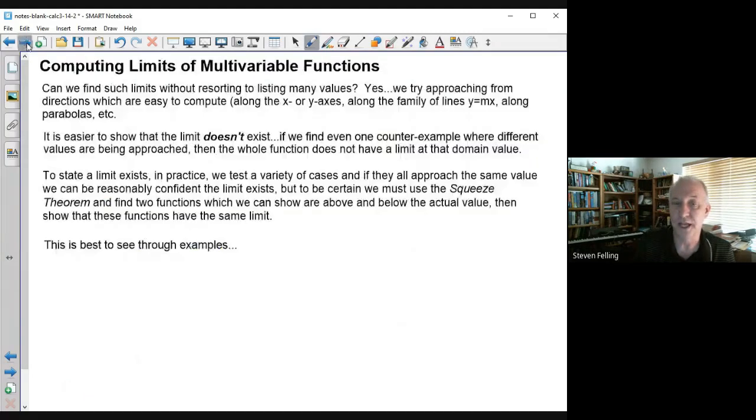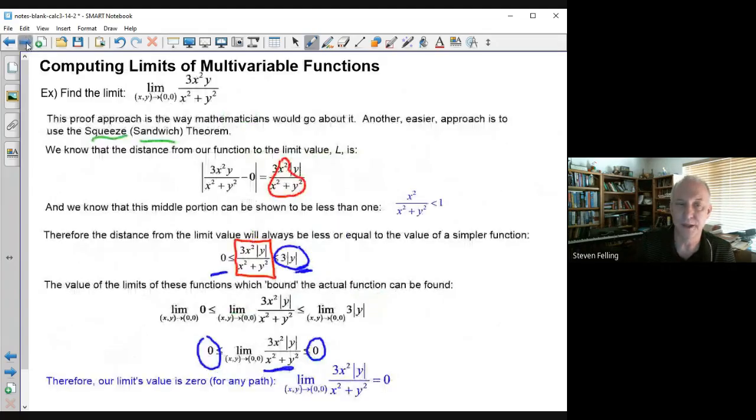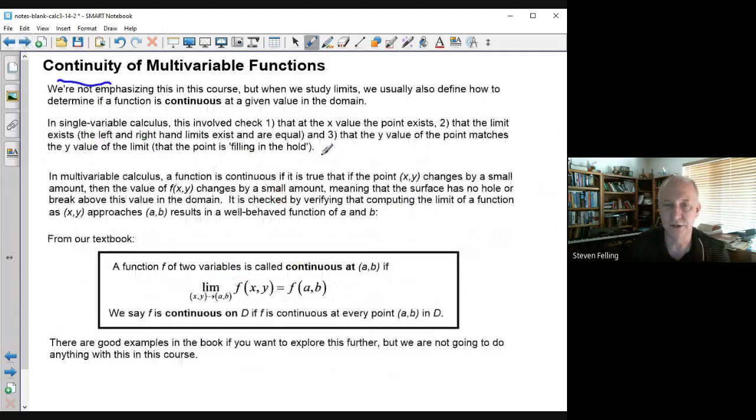But there is an analog of that in multivariable calculus, the idea being that if you wanted to check if something is continuous, then a function is considered continuous if it's true that the point (x, y) changing by a small amount means the value of the function changes by a small amount, meaning that the surface has no holes or break above this value in the domain, right? And the way we check it is by verifying and computing the limit of the function, right?